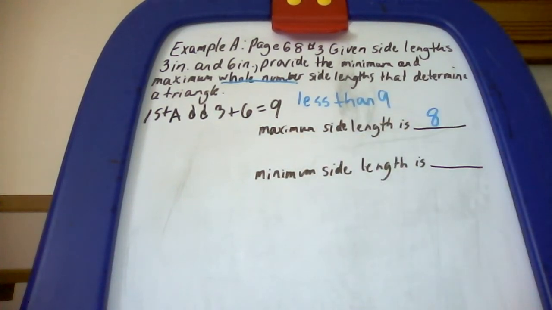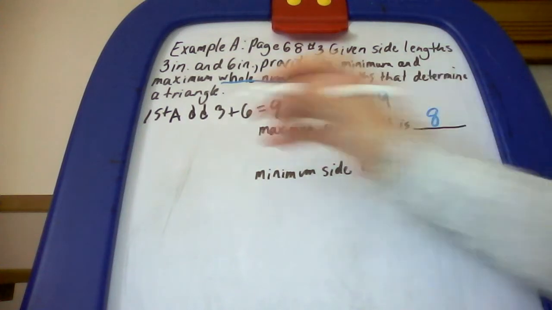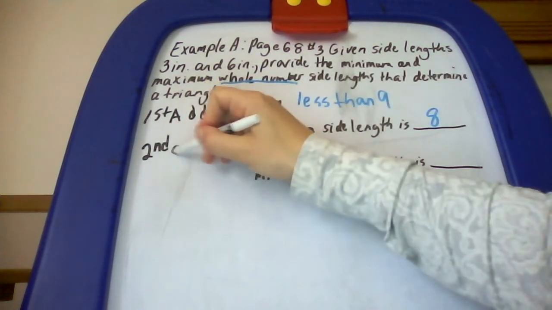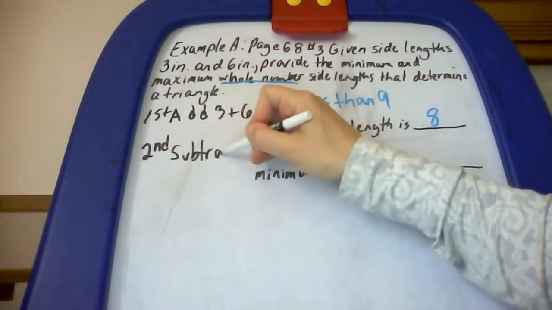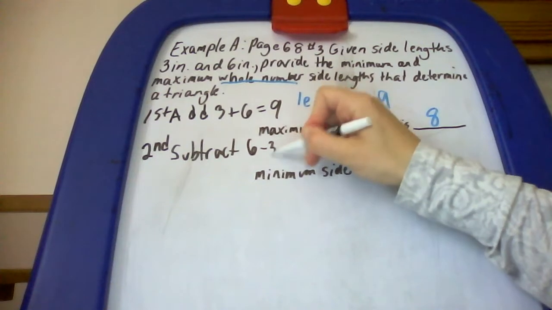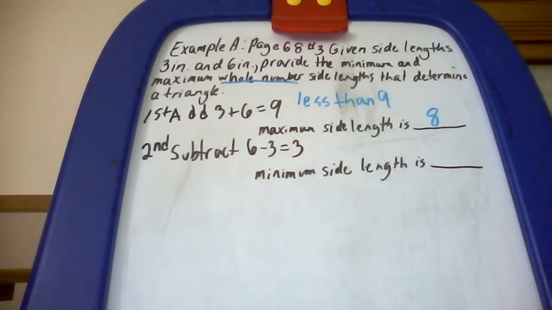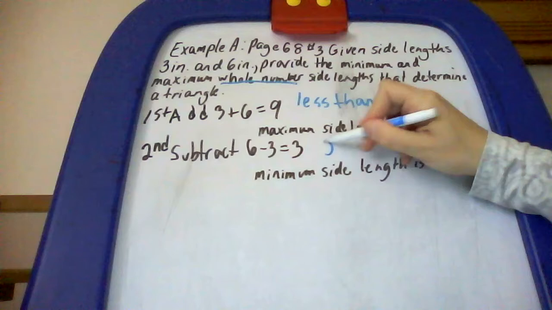Next, to find the minimum, you're going to subtract the two sides. So second, subtract. You're going to take 6 minus 3, and you get 3. So when you're looking at the minimum, the smallest it could be is a number that's greater than 3.